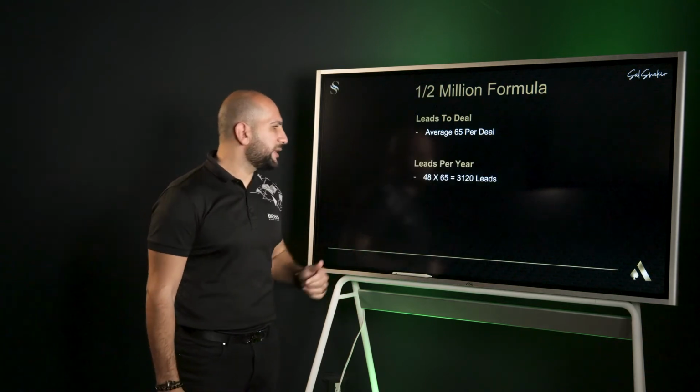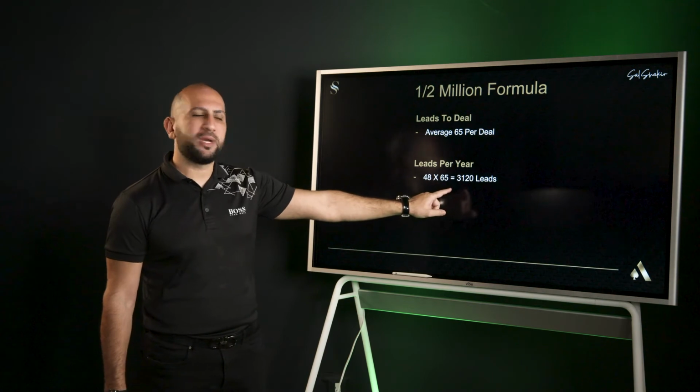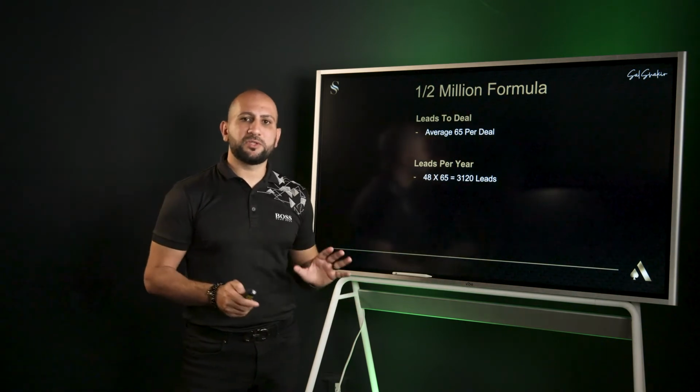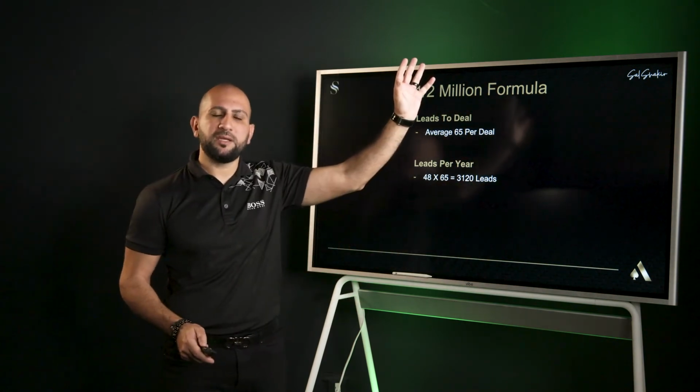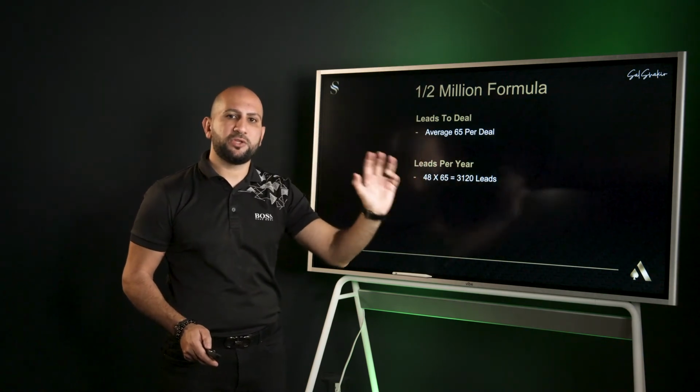So technically you will need 65 leads times 48. That is 3,120 leads. So now we got a few numbers to look for. Now we know how many deals we need to get to $500,000. Now we know how many leads we need to achieve that as well.